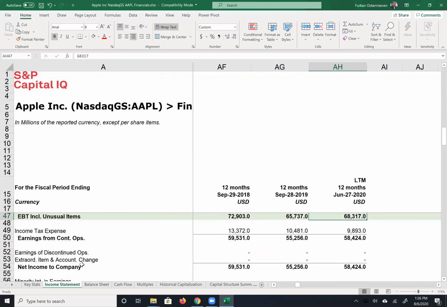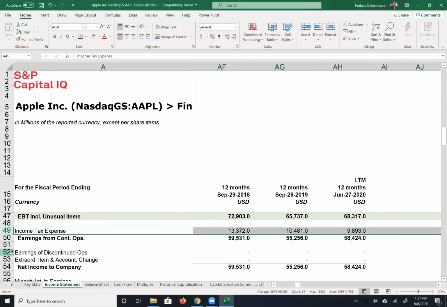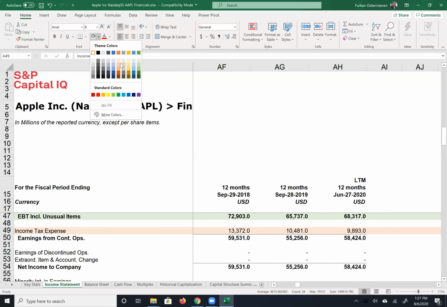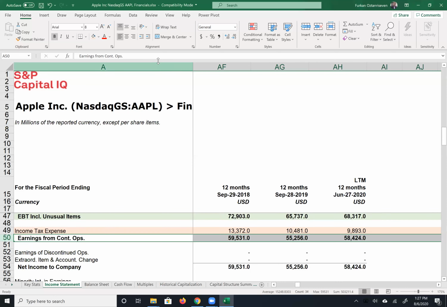So now, when we make this much money, government will say, hey, wait a second, you've got to pay income tax on the money that you generated. So it looks like in most recent years, the company Apple spent 13, 10, 9 billion dollars every year. So when we subtract these tax expenditures from our EBT to include unusual items, this is what we got: earnings from continuing operations of $58.4 billion.